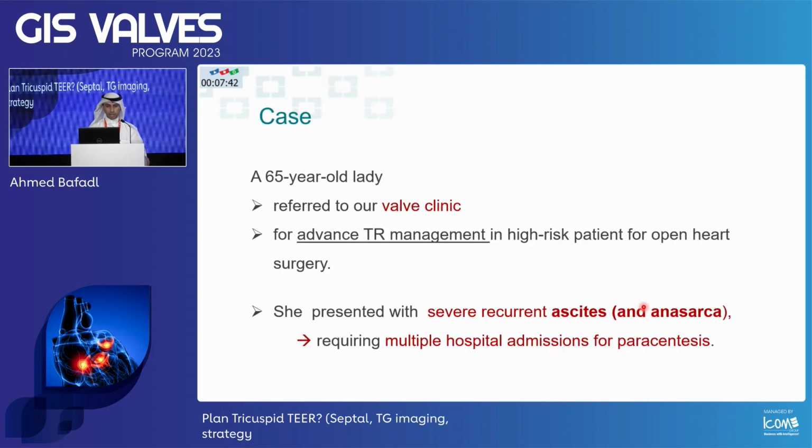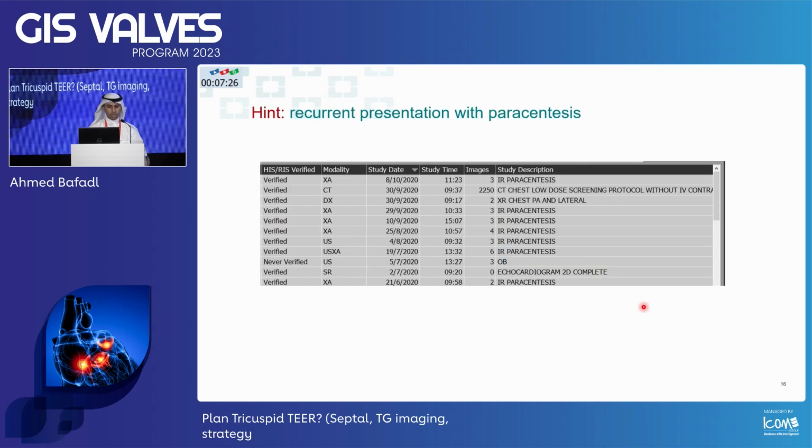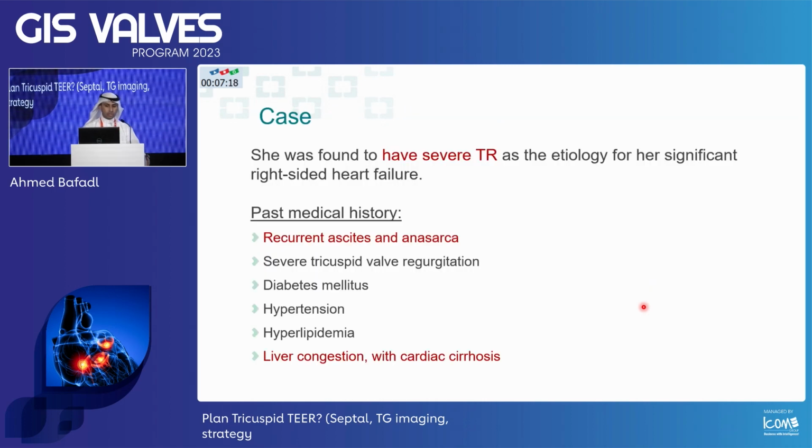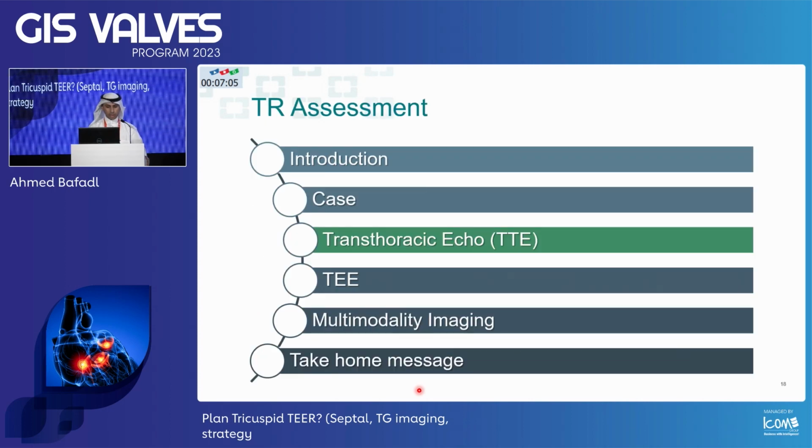Now we'll apply our knowledge to a case to make it more understandable. Our case is a 65-year-old lady referred to the valve clinic with multiple admissions, presenting with anasarca and recurrent ascites. I took a screenshot showing multiple paracenteses under medicine. She was sent to cardiology and found to have severe TR, and now all eyes went to the TR causing the ascites rather than the congested liver. So now we'll look at the images.